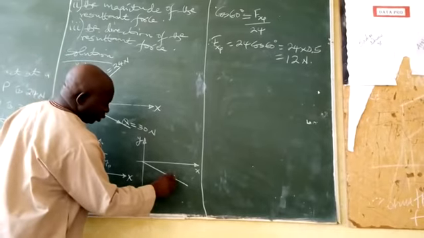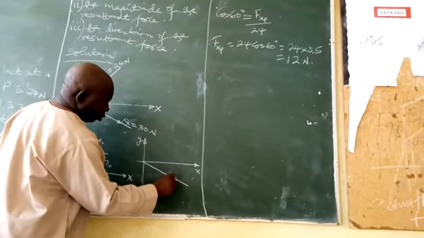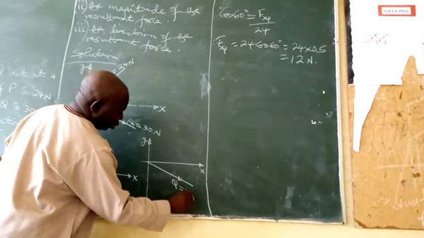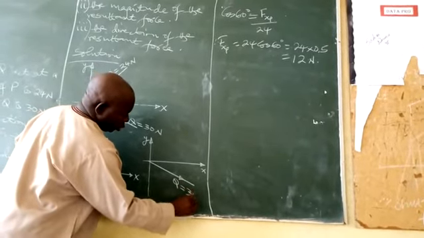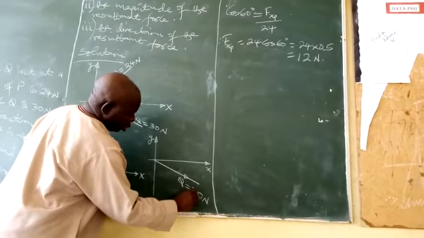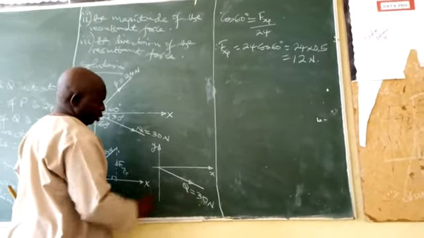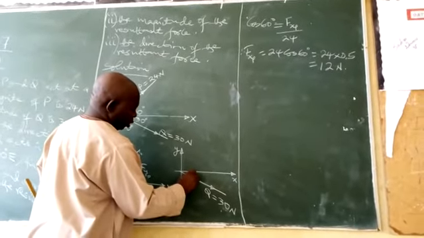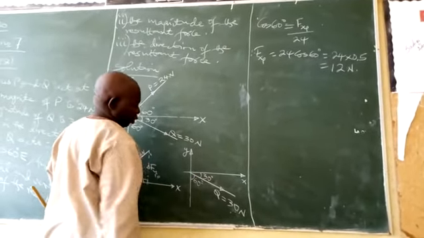That is force Q. Q is equal to 30 Newton. See, this one is 60 degrees. The remaining angle here will be 30 degrees.